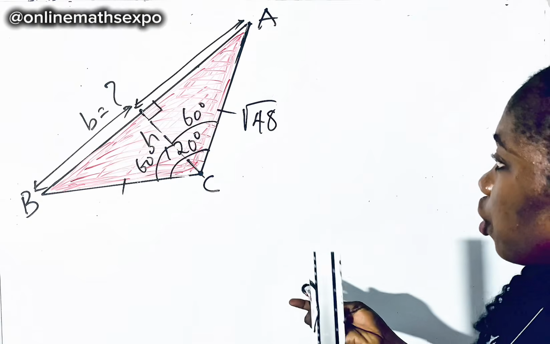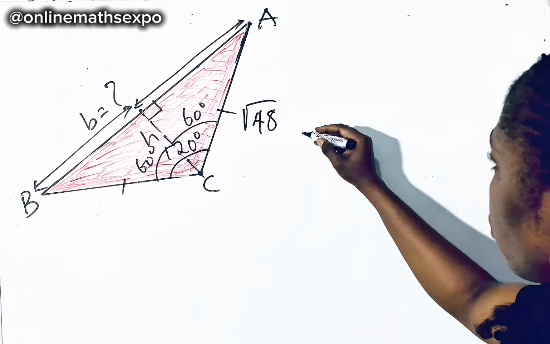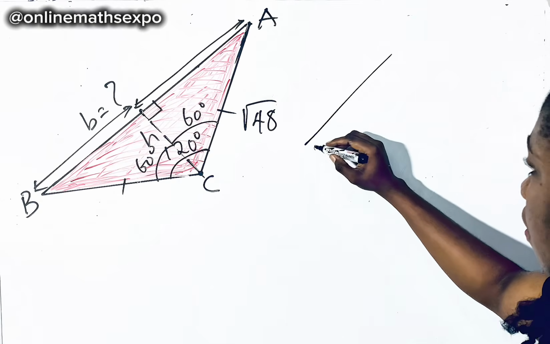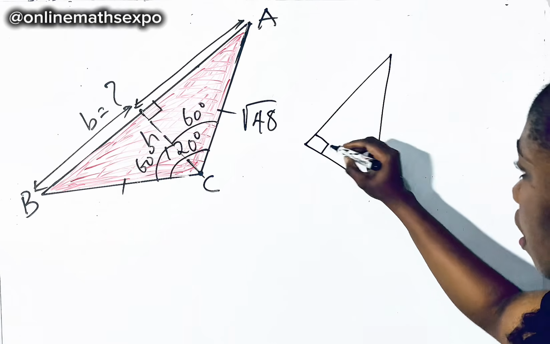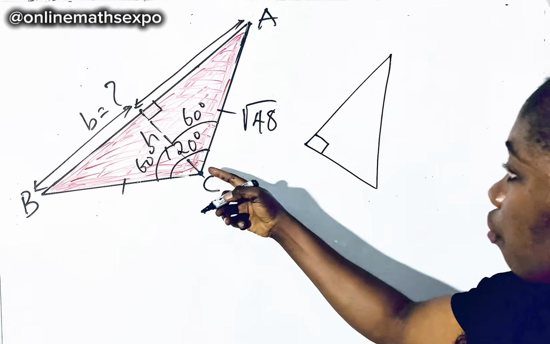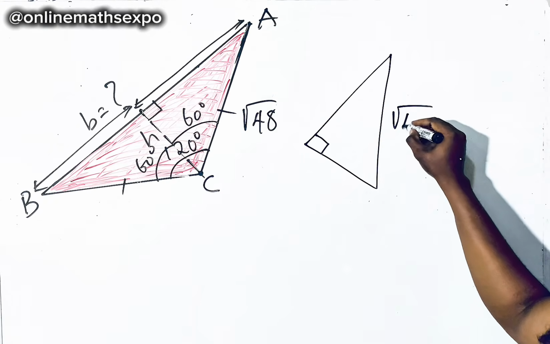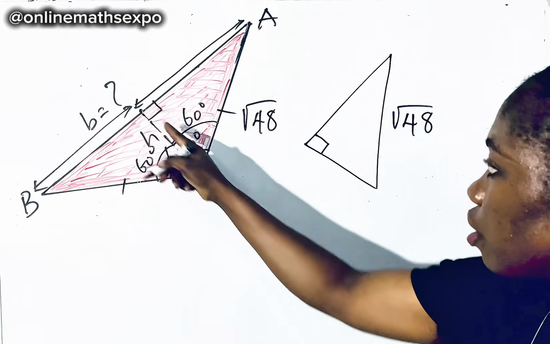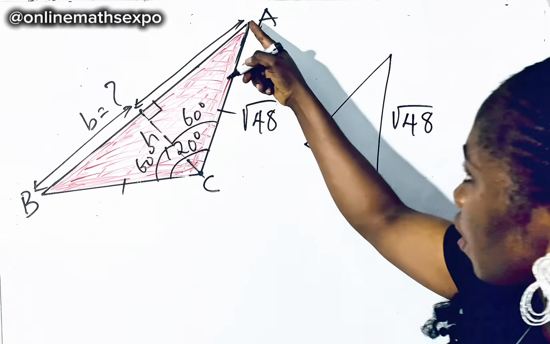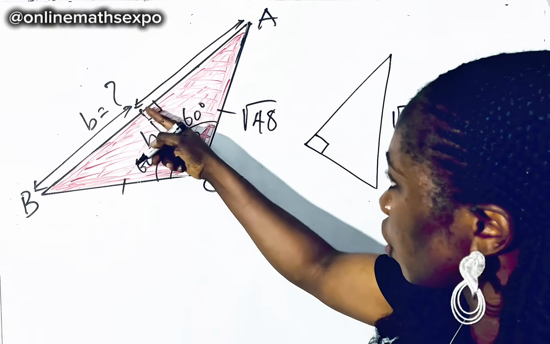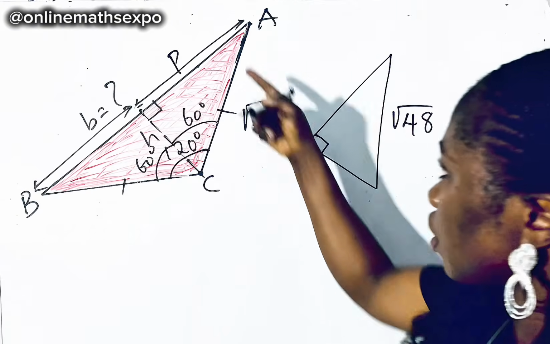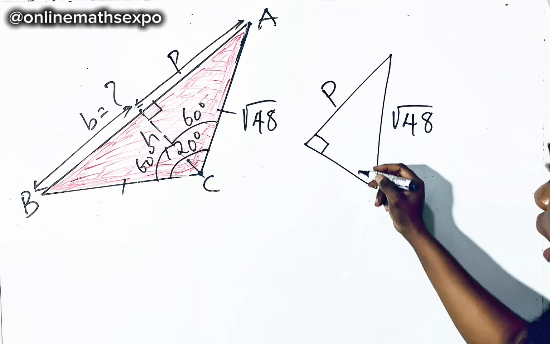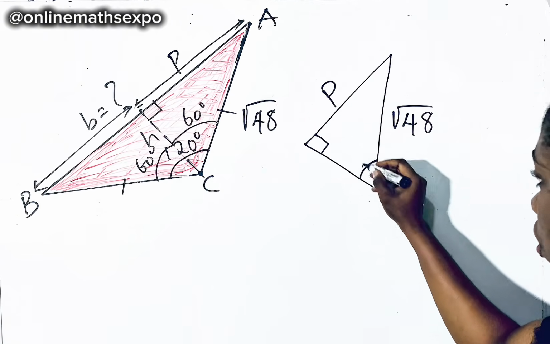Bringing out this part of the shape, this is what we have. We have something like this, and this right angle here. So what do we do? From here to here is root of 48. From here to here, we don't know. So let's first get this base. Let's get from here to here. We can label it P. From here to here is P, and this angle measures 60 degrees here.